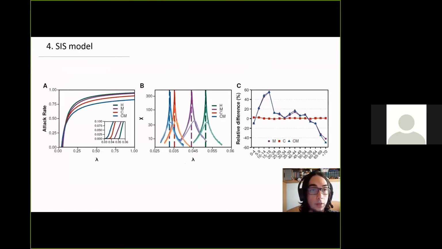Okay, so we explored this firstly in an SIS model. Here, let me explain a little bit the legend. H means the homogeneous mixing approximation. M is the age mixing matrix. Then C is the network. And CM is where we take into account both things, the network and the mixing matrix, when we build the model. So first, let's focus on the epidemic threshold.